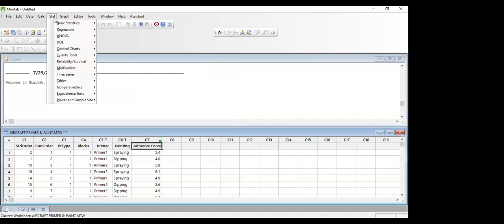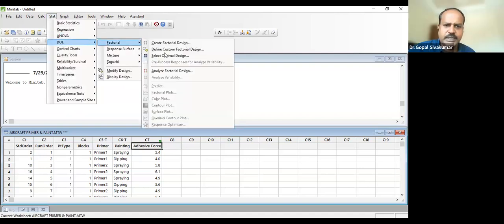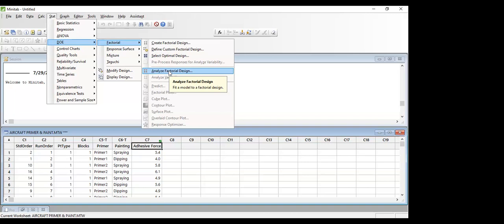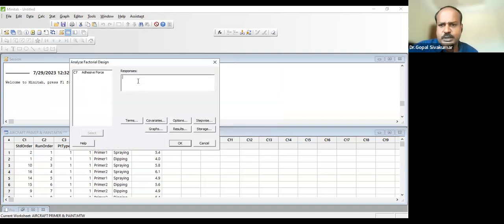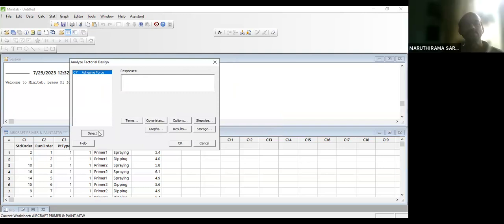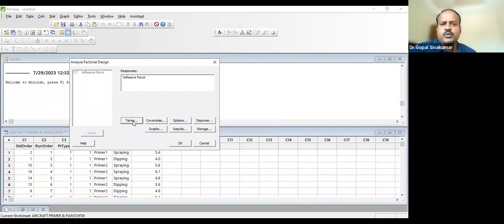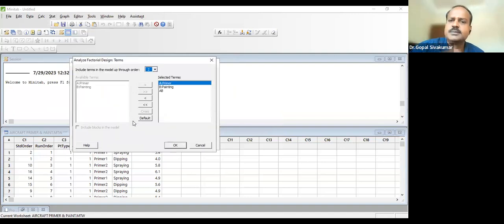Stat, DOE, Factorial, Analyze Factorial Design. Now you come here. Click the response box, and then select the adhesive force. Now the terms you want in your DOE. What are the terms you want?